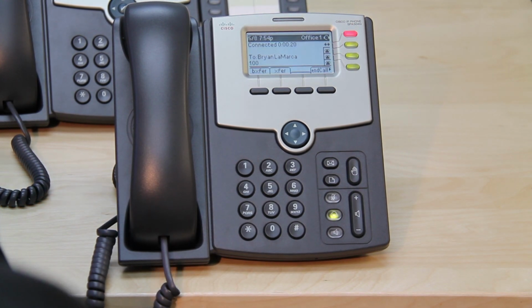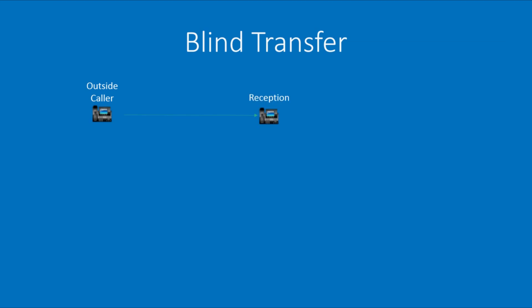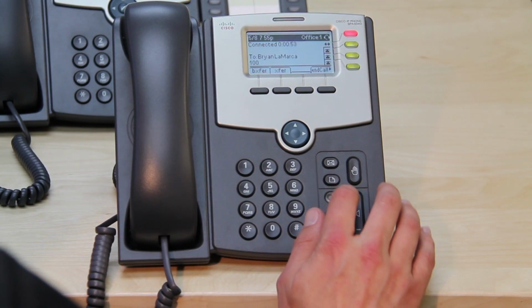So let's go through conceptually the blind transfer. In this example, we have an outside caller who calls in. The receptionist takes the call, and this caller asks for an executive. Now, in this case, we know the executive wants to take this call right away. So we go ahead and blind transfer it to that person. Pretty much after we blind transfer, we're out of the loop, and that call is ringing on the executive's phone. If the executive doesn't pick it up, it goes into his voicemail. So let's go ahead and walk through that on the phone here.